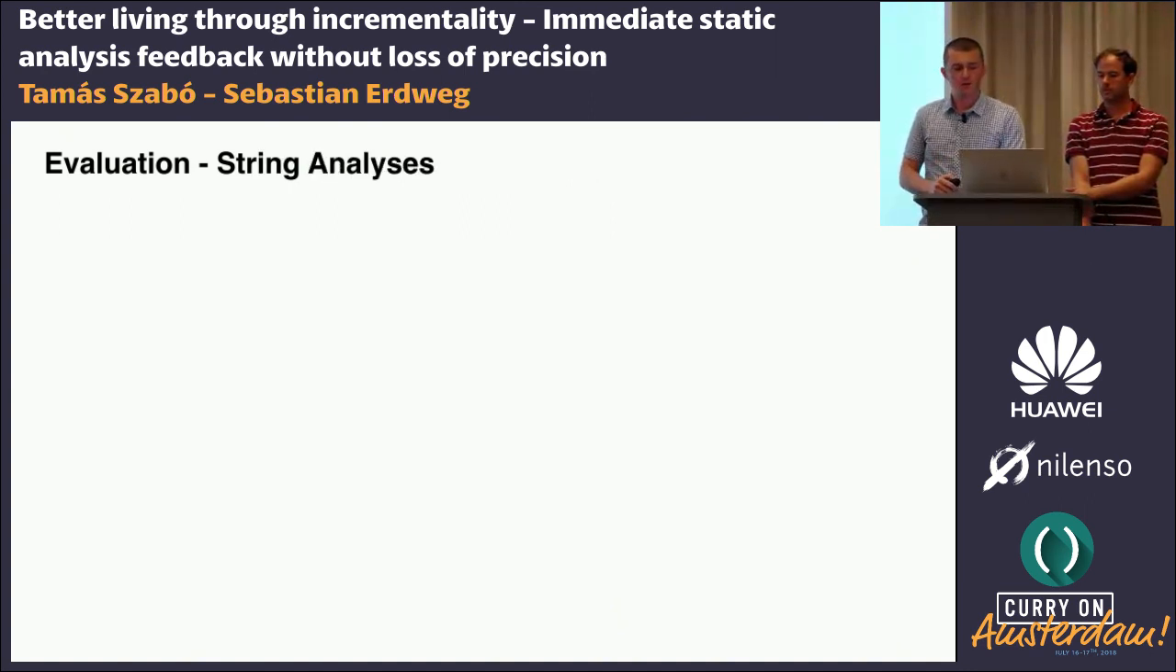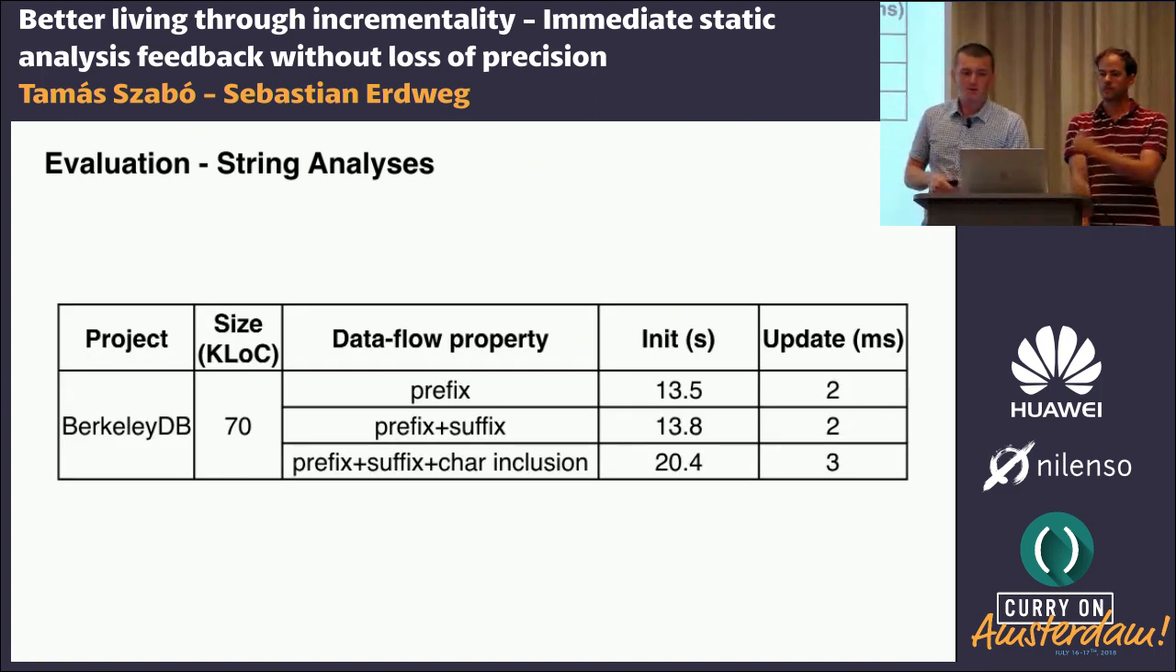Another case study that we also did was we implemented string analysis. These string analyses keep track of the longest common prefix, longest common suffix, and the contained characters of string type variables. What we varied here is the data flow property, like how many data flow properties we keep track of. The code base was the same.